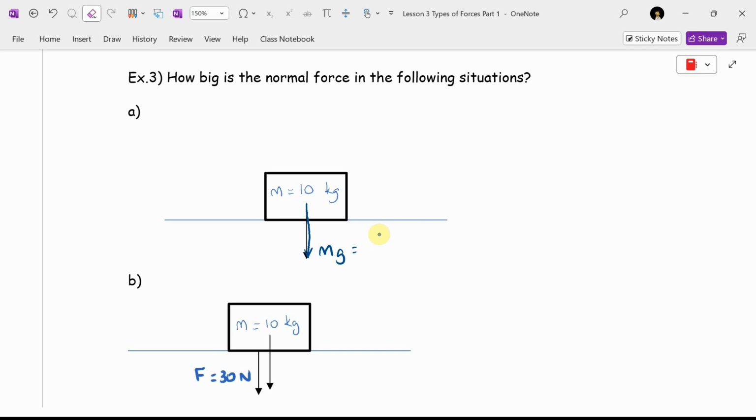Yes? Is this box sinking into the ground like quicksand? So there must be an arrow pointing up, bigger, smaller, or the same size as 98. So we're going to say, here's the normal force, and I can even tell you it's 98 newtons if I need that piece of information.